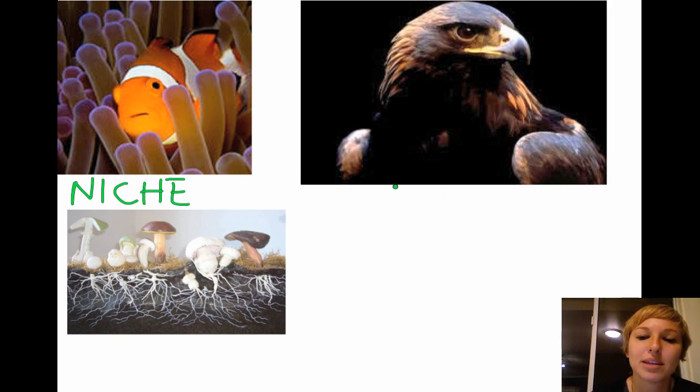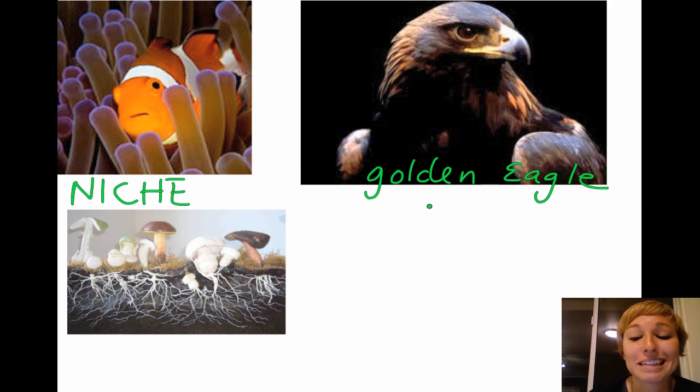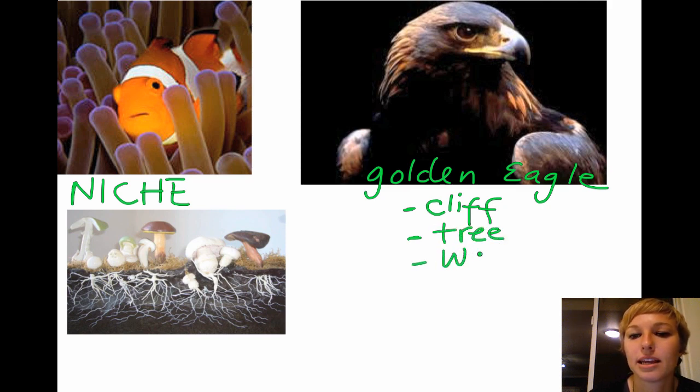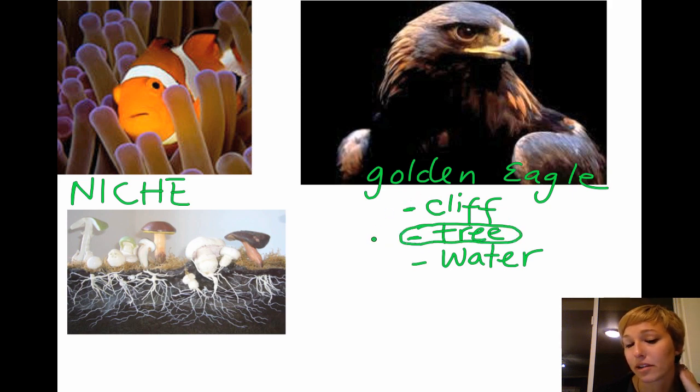So if we look at something like this golden eagle, so this right here is a golden eagle, and we start to look at its abiotic things. So golden eagle, they nest in cliffs, so they're going to need a cliff. They're going to need something to perch on, so they're going to need a tree. They're going to need water, just like any organism. So this is biotic, but these would be abiotic factors.